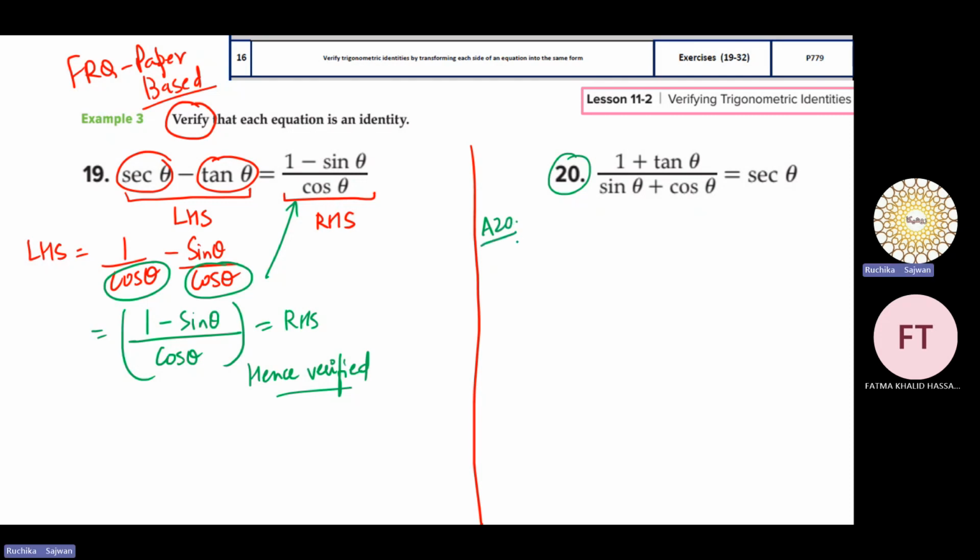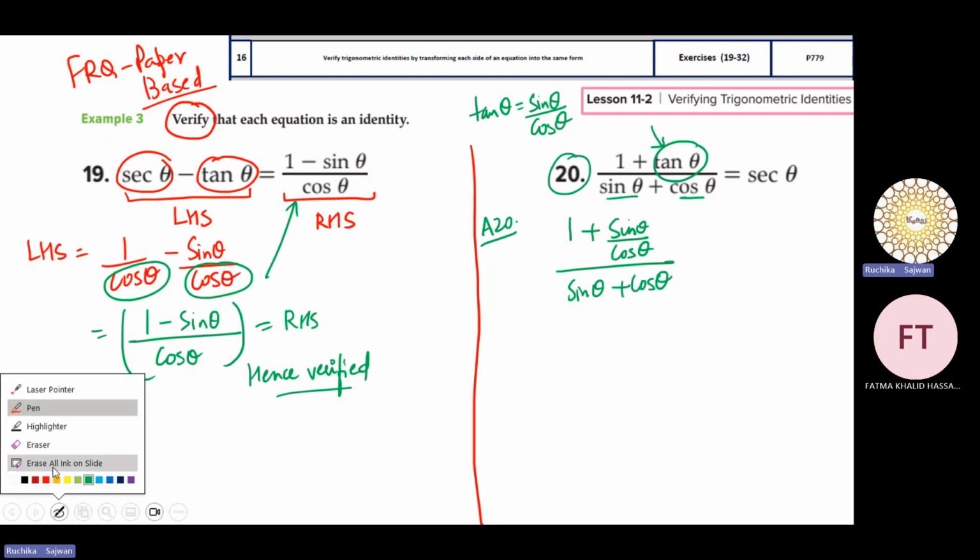Let's solve it. So here I can use quotient identity. Tan theta can be written as sine theta over cos theta. Sine theta and cos theta are already in that form. So I just plug it in for tan theta. So what do I get? Let's see. So I get 1 plus sine theta over cos theta divided by sine theta plus cos theta.